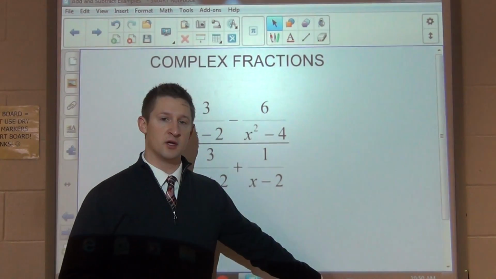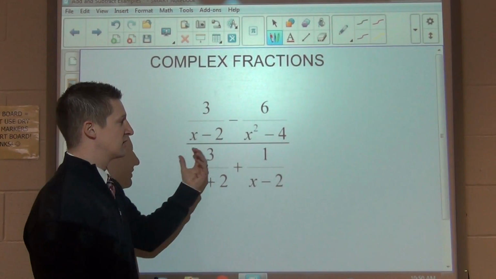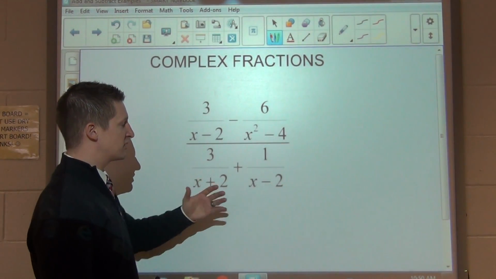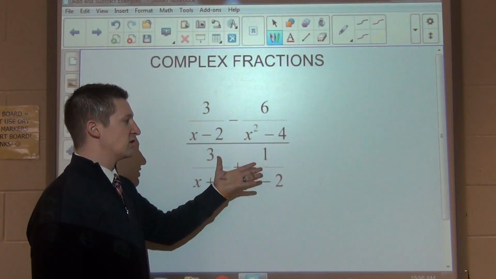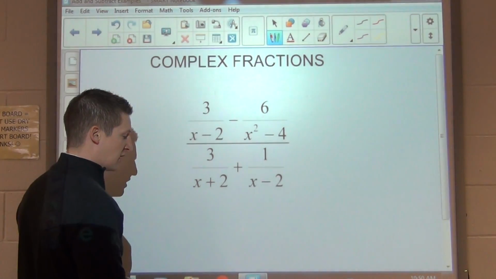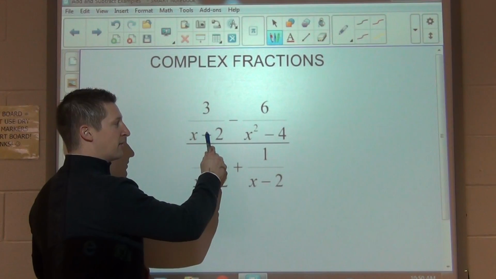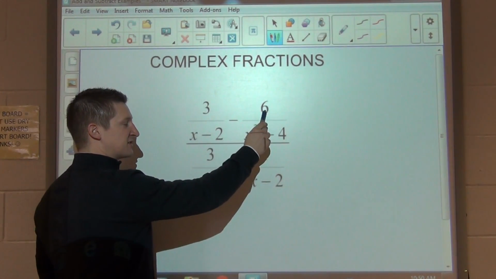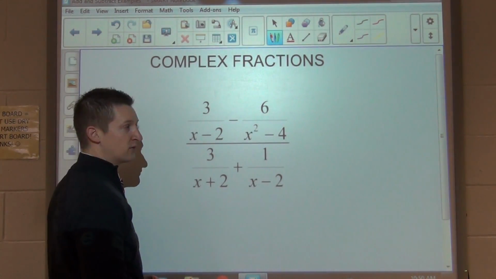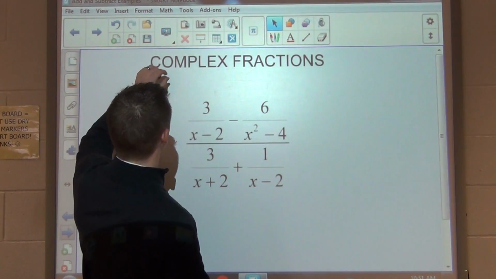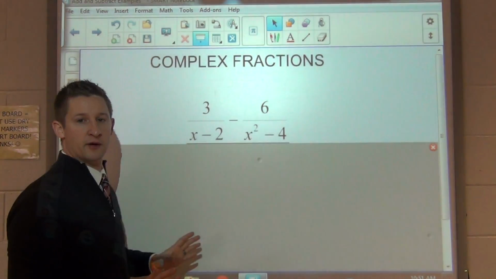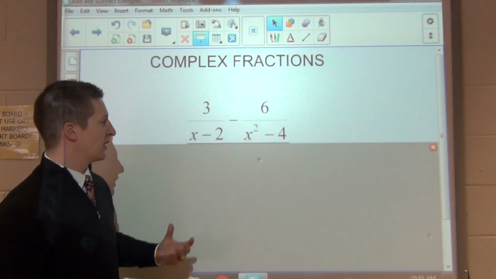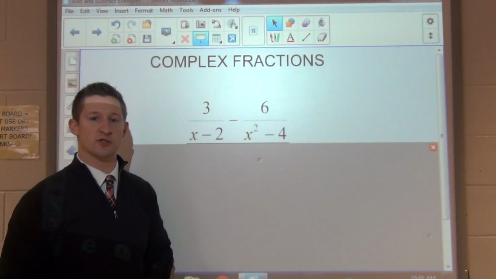The first method, as I look at this expression, I can focus on just the numerator or just the denominator. So focusing on just the numerator first, we are asked to take 3 divided by x minus 2 minus 6 divided by x squared minus 4. So what I'm going to do first is cover up the denominator so I don't worry about it. I'm focusing on just the numerator and what I can do to simplify this as much as possible.